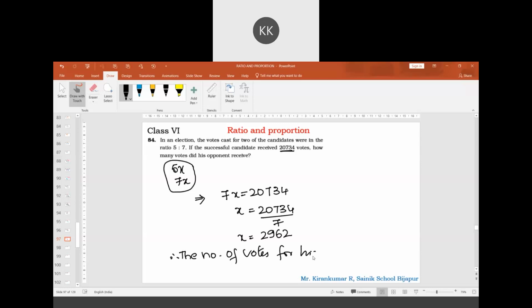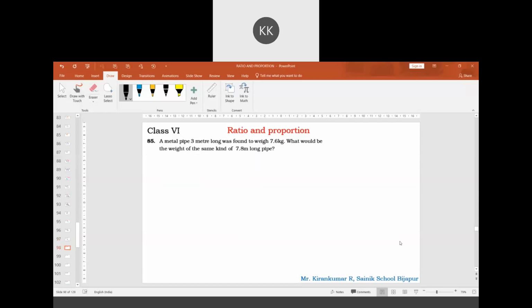The number of votes for his opponent is 5x. So 5 times 2,962 is 14,810. Very simple. Question number 85.